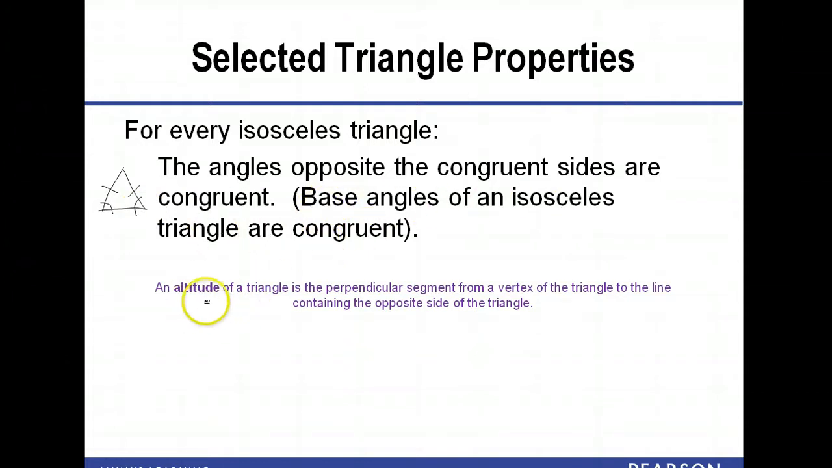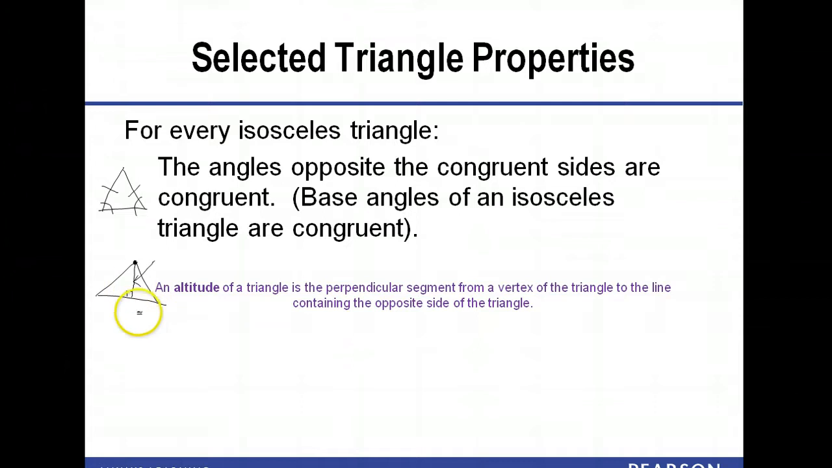Okay, let's start out with a definition so we can get to our next property. An altitude of a triangle is the perpendicular segment from a vertex of the triangle to the line containing the opposite side of the triangle. So if we just have some kind of triangle like this, an altitude is going to be a perpendicular segment from the vertex of the triangle. So let's start with this vertex here. We drop a perpendicular line segment to the opposite side. So this here is considered an altitude, right?